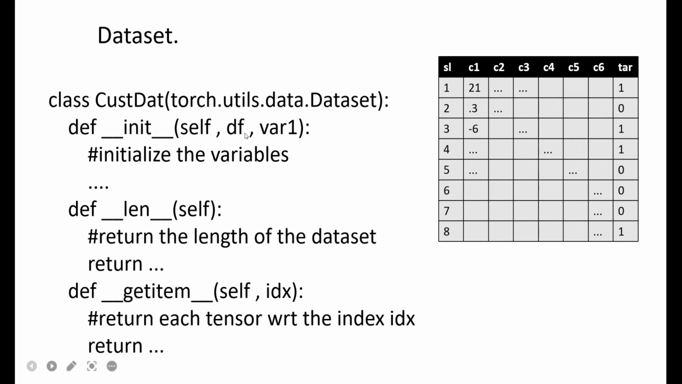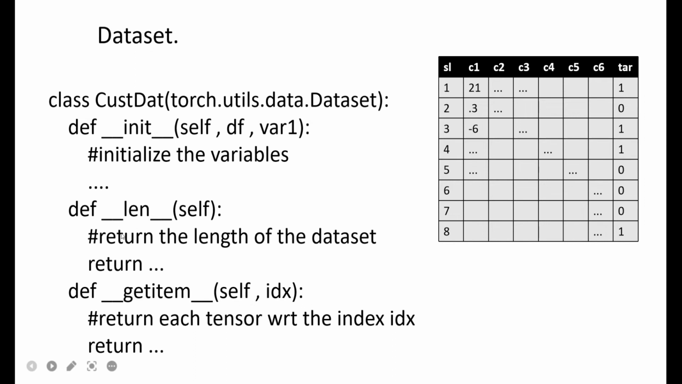First is obviously the init function, the constructor, where you will be initializing the variables. So if there is df, you need to write self.df equal to df, then next line self.var1 equal to var1, and you can have as many variables as you want. The most important functions are these two, that you have to mention. So def __len__.